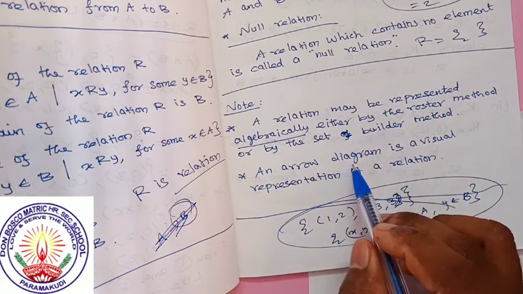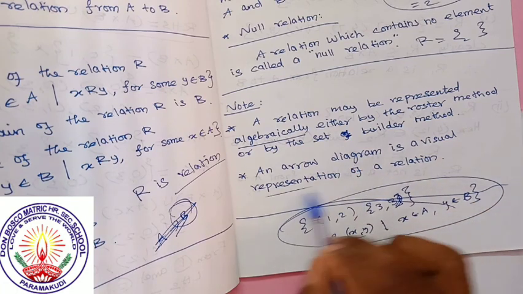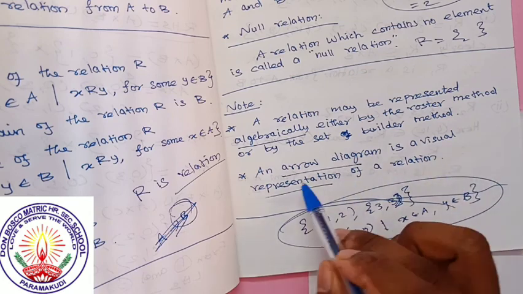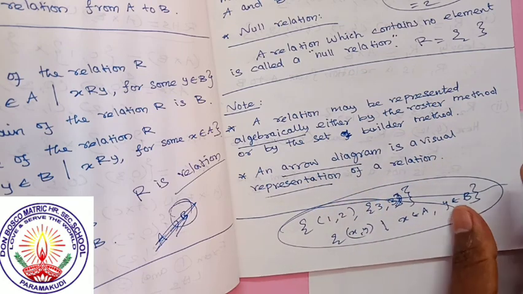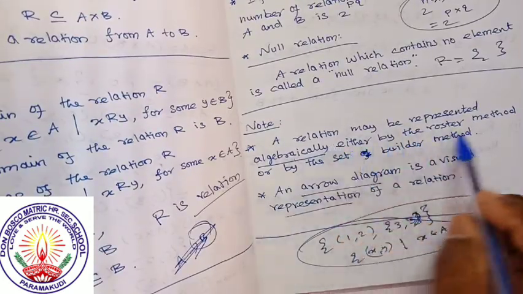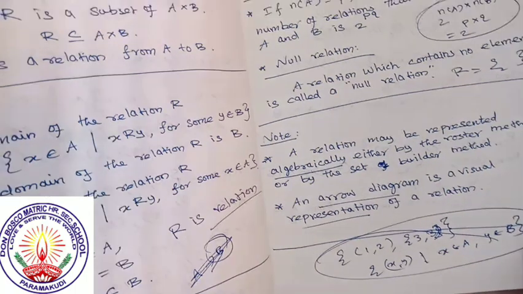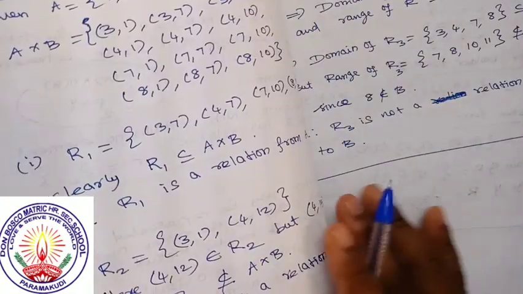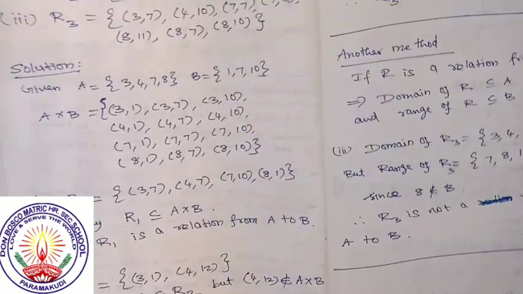If you want to represent the function as a visual representation, an arrow diagram is a visual representation. An arrow diagram is a visual representation of a relation, but roster form and set builder form are the algebraic representation of a relation. Now let us discuss an example.